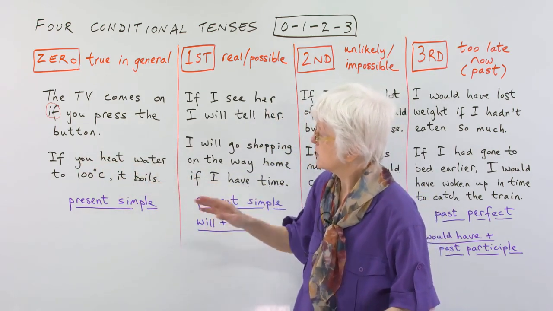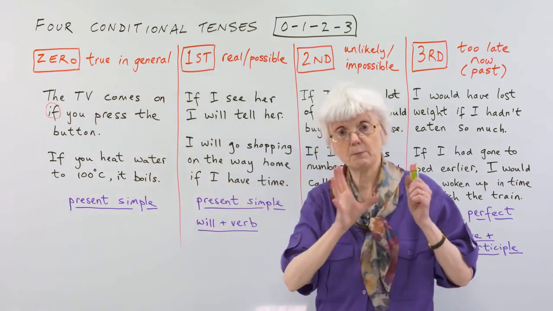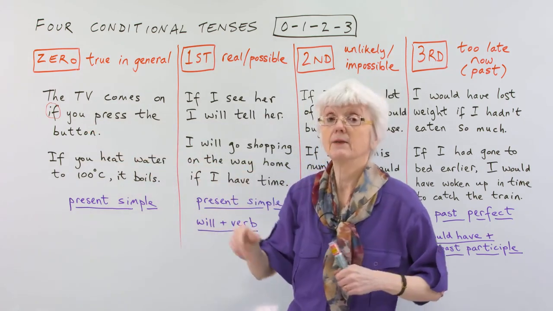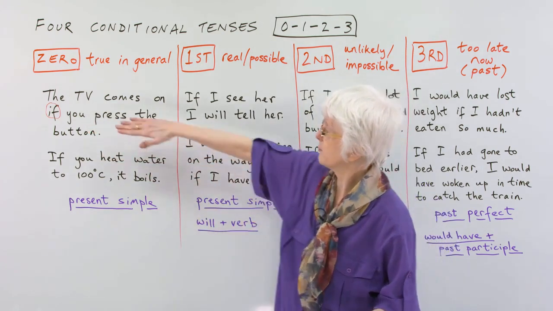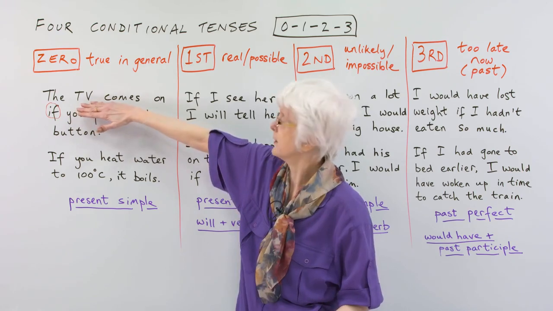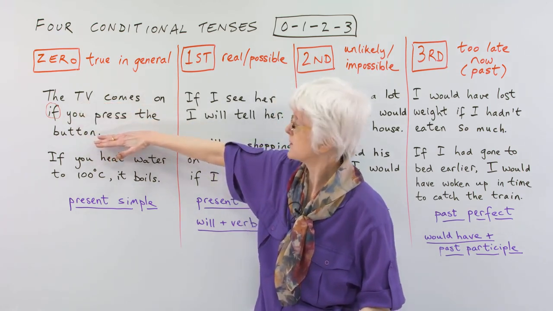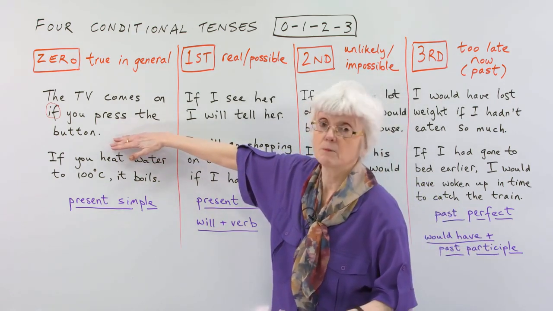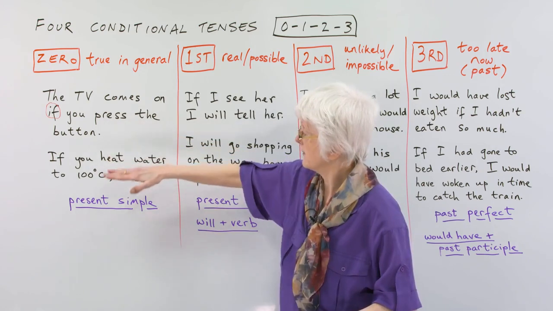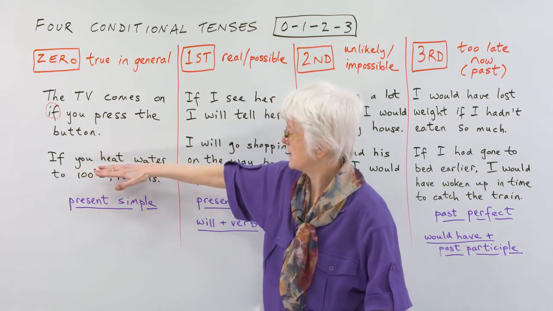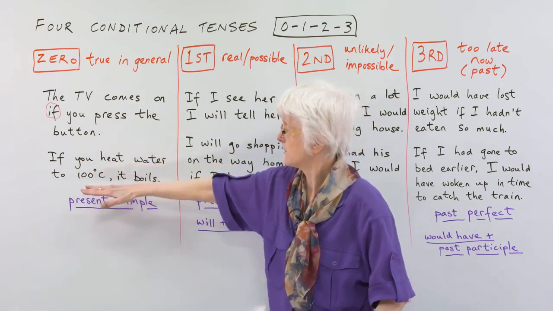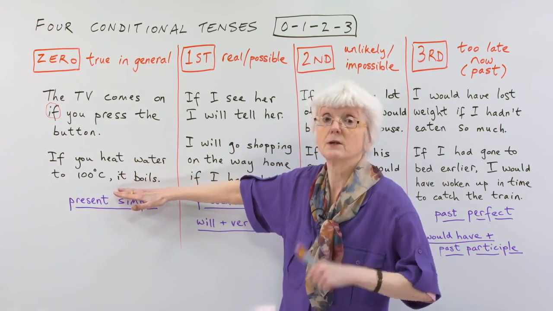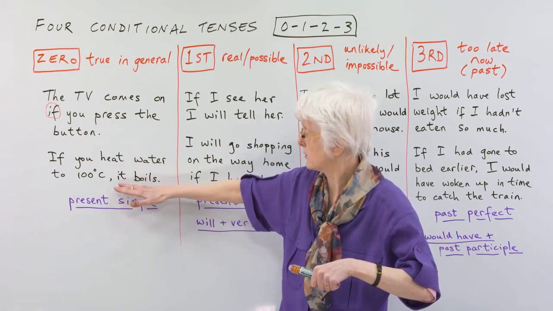Okay? So these sentences are made up of 2 clauses. There's the if clause, and there's the main clause. The main clause there is the TV comes on. And then the if clause, which is also called a subordinate clause, comes there: if you press the button. This one, we start with the if clause. If you heat water to 100 degrees centigrade. And then the main clause, it boils. The water boils. That's the main clause.